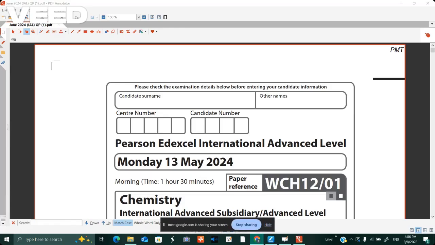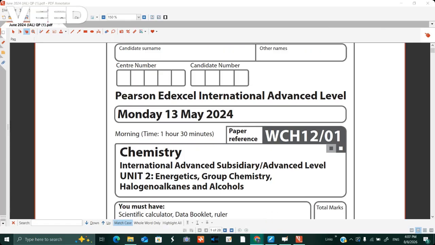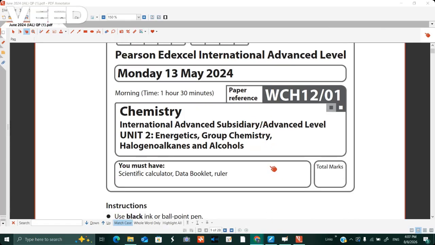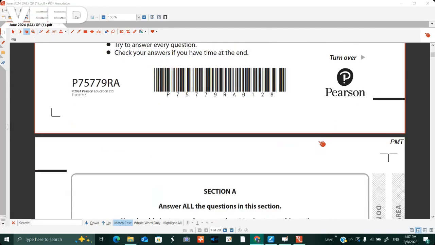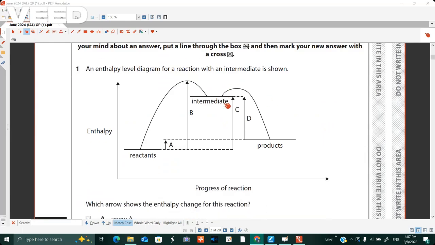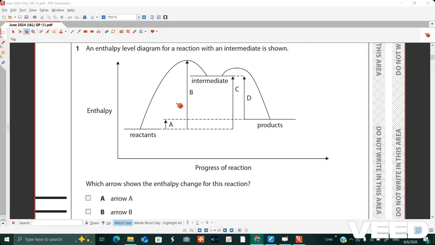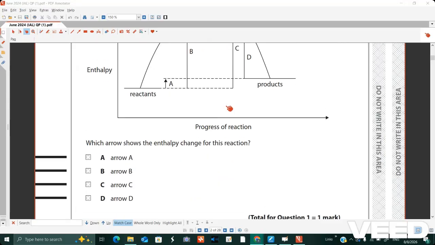So we are in paper number 2, Edexcel's May 2024 paper. Right, the enthalpy level diagram. These are very easy questions. The rate of the reaction, reaction kinetics. Right, these are discussed under reaction kinetics. Which arrow shows the enthalpy change for this reaction?